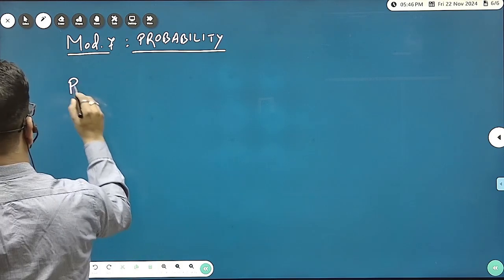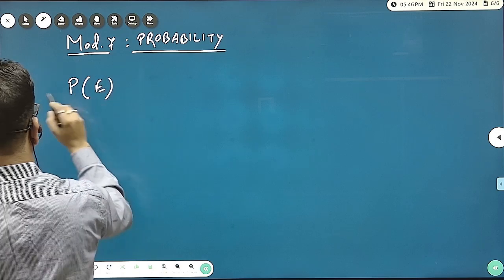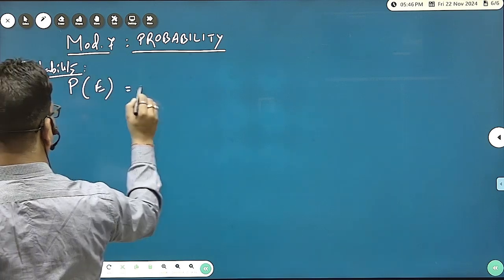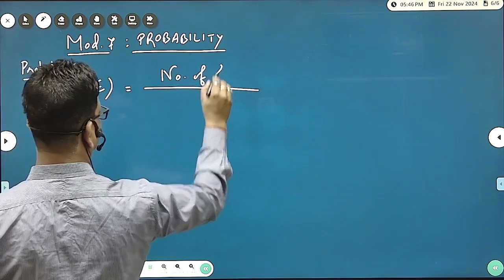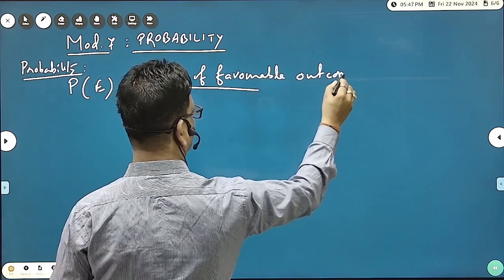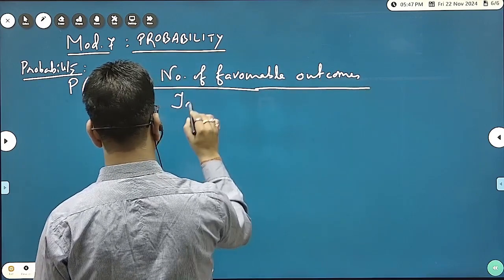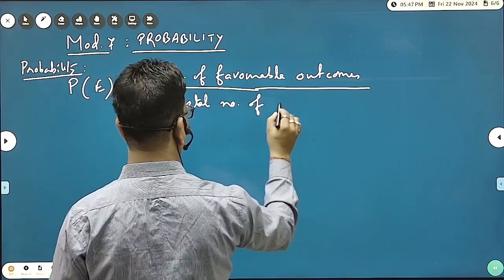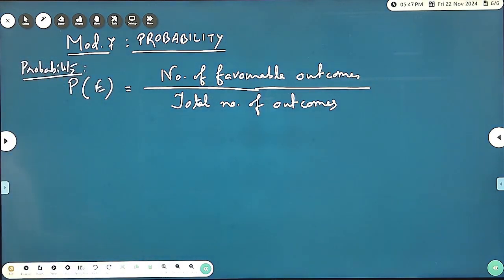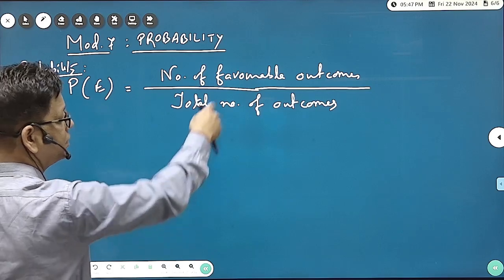In basic probability, the probability of an event E, so the probability definition goes like this. The probability of an event is the number of favorable outcomes by the total number of outcomes. This is the very first and basic thing of probability, which all of you know. Here the outcomes mean all possible results. Favorable means in favor of the question, what they are asking about. The number of outcomes favoring the situation is your favorable outcome.